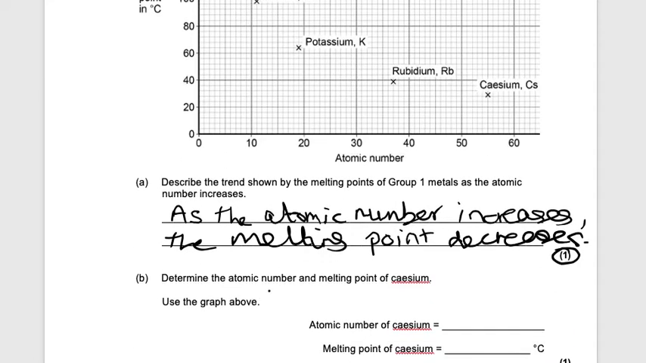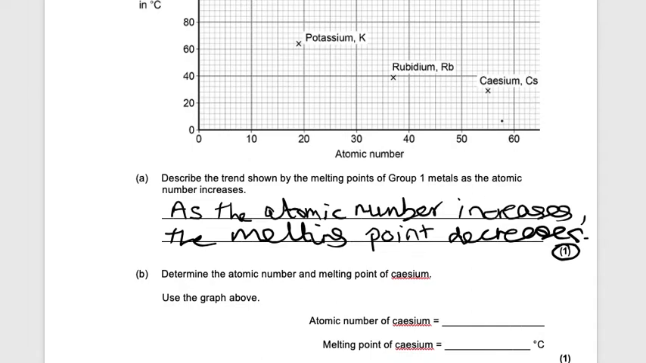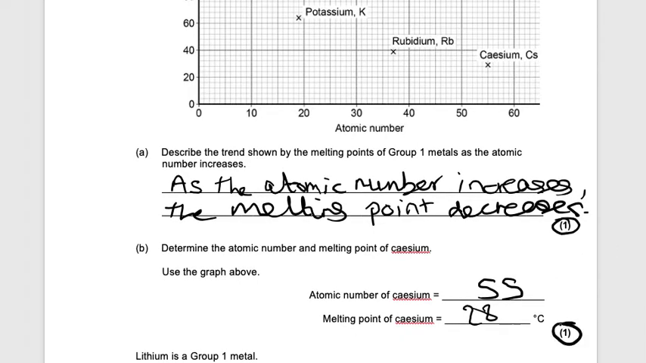Next question over here, determine the atomic number and melting point of cesium. Use the graph above. So the atomic number of cesium, well, the atomic number is on the x-axis and it's bang in the middle between 50 and 60. So the atomic number is going to be 55. Melting point of cesium, so this graph is going up in 4s as well. So 4, 8, 12, 16, 20. And then we need to go another 2 up, so 24, 28. So the melting point of cesium would be 28. That would get you 1 mark.